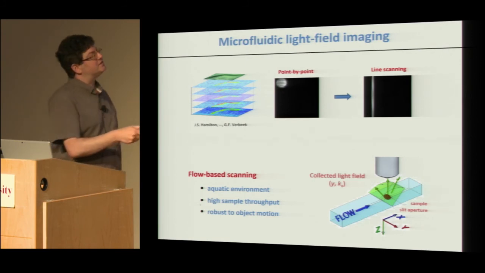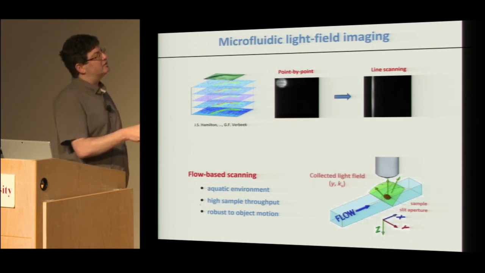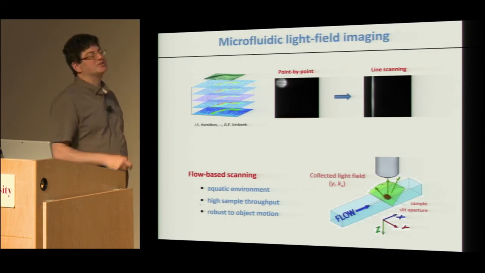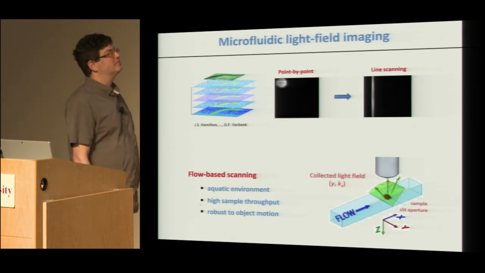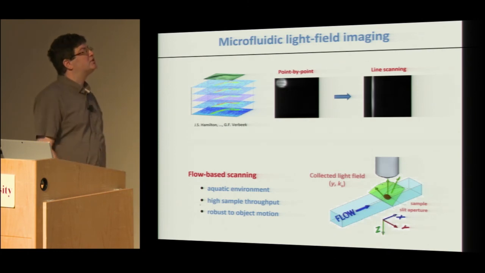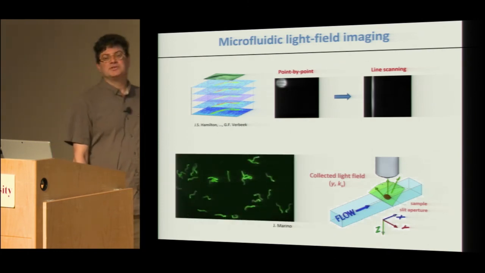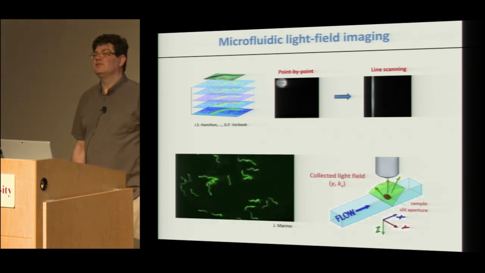Okay. So instead of scanning this line all the way down my channel, I'm going to keep that line fixed and let the object do the scanning as it flows across. And since it's a slit, it's very easy to keep track of the object motion. Okay. And this particular experiment was designed to measure C. elegans. Okay. Very famous worms.